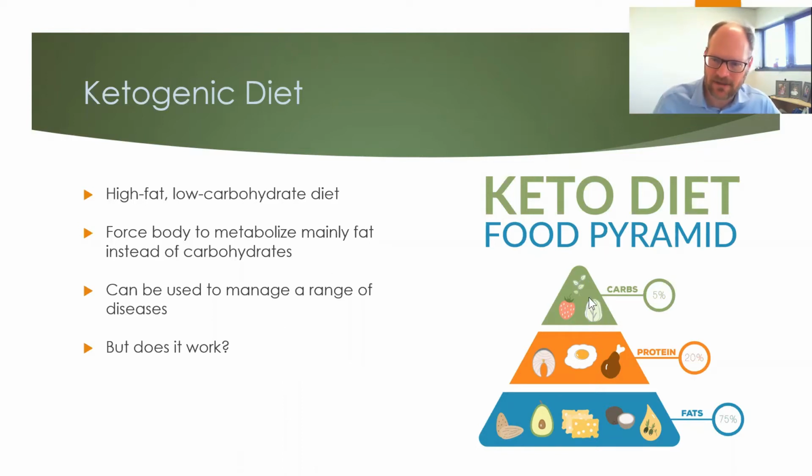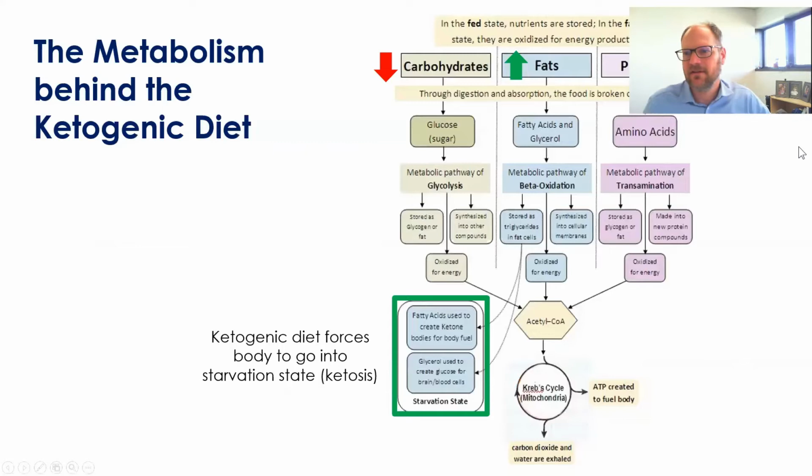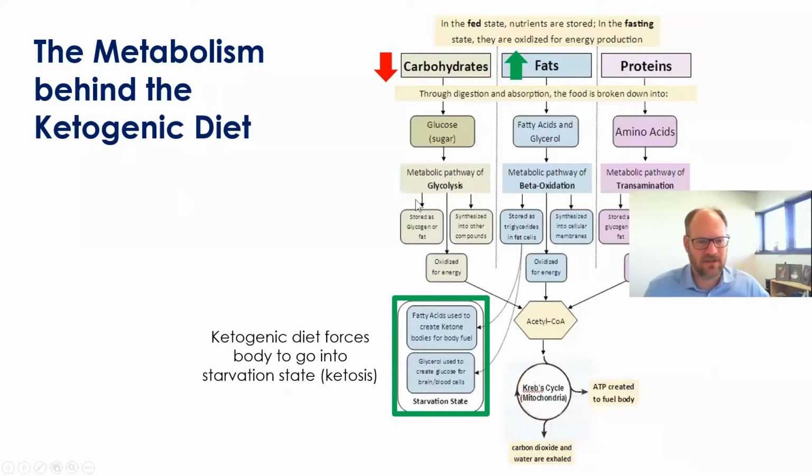So what happens when we stop using carbohydrates? The whole point of the ketogenic diet is that we really dramatically reduce our consumption of carbohydrates, and we offset this with increased consumption of fat and protein.